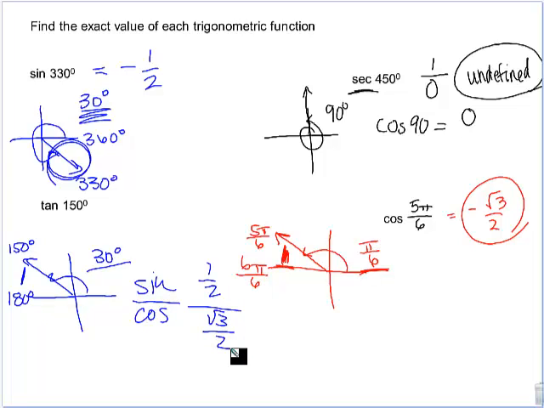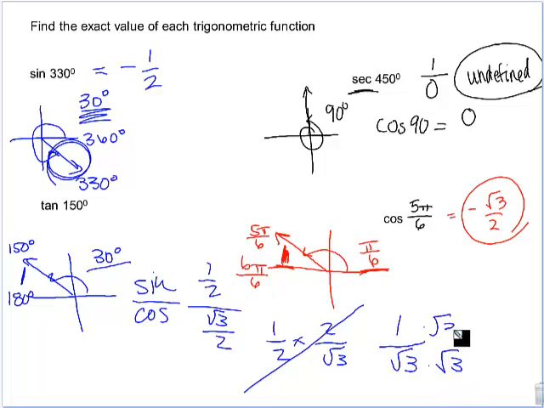How do we simplify when we divide fractions? So multiply by the reciprocal. So it's 1/2 times 2 over square root of 3. What happens to your 2's? Cancel. So you're left with 1 over the square root of 3. How do you simplify that? Multiply top and bottom by square root of 3, so you get square root of 3 over 3.